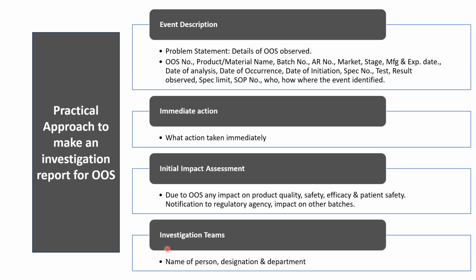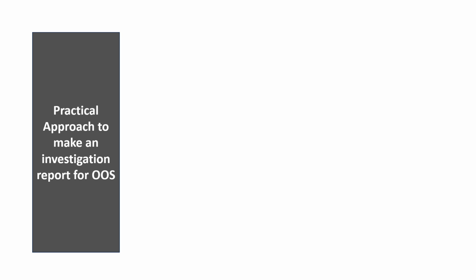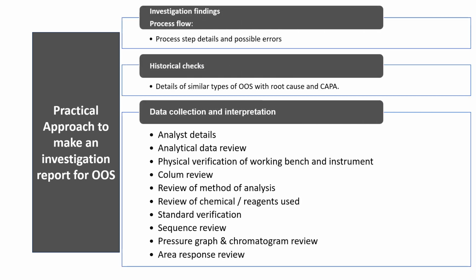Next is investigation team. Here you need to define the persons involved in the investigation, such as name, department and designation. The next is investigation findings. First is process flow. Here you define the process step details and what the possible error for the OOS result could be. Next is historical check.